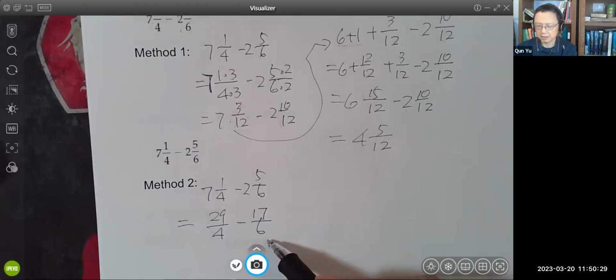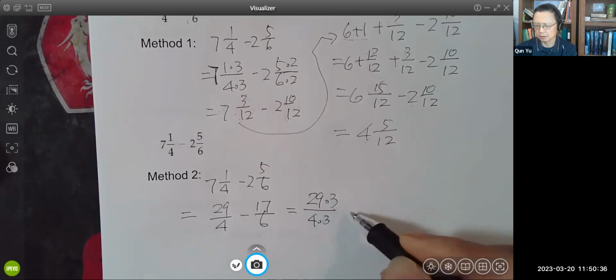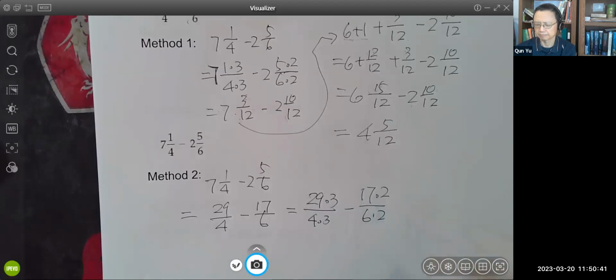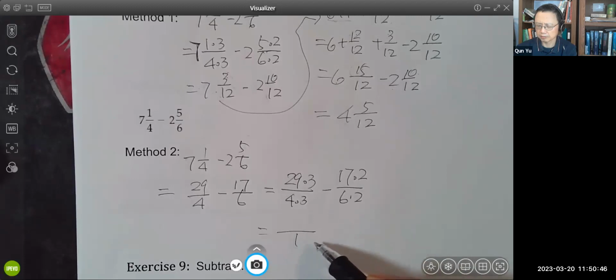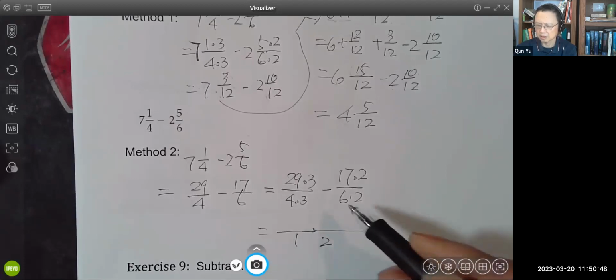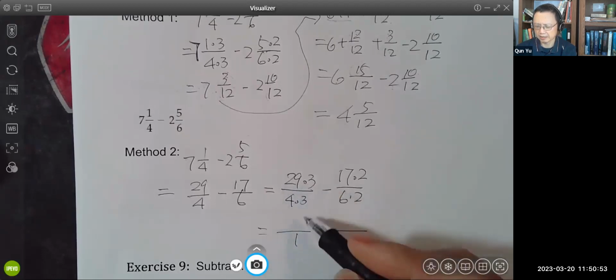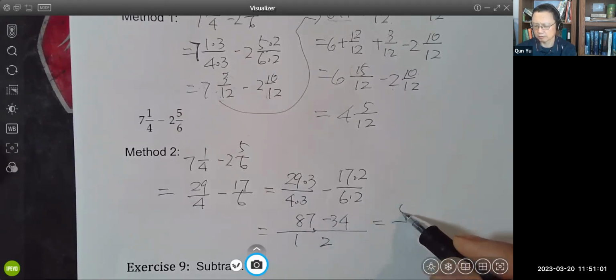Now we need a common denominator, which is 12. So on this side multiply by 3 on both top and bottom, and on the other side multiply by 2. Right? Okay, now I've got 12 on the bottom. And 29 multiplied by 3 is 87, minus 34. So 87 minus 34, that's 53.